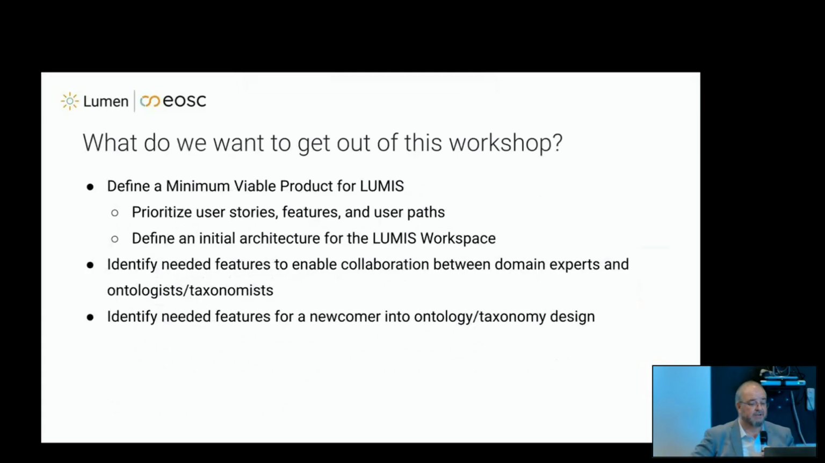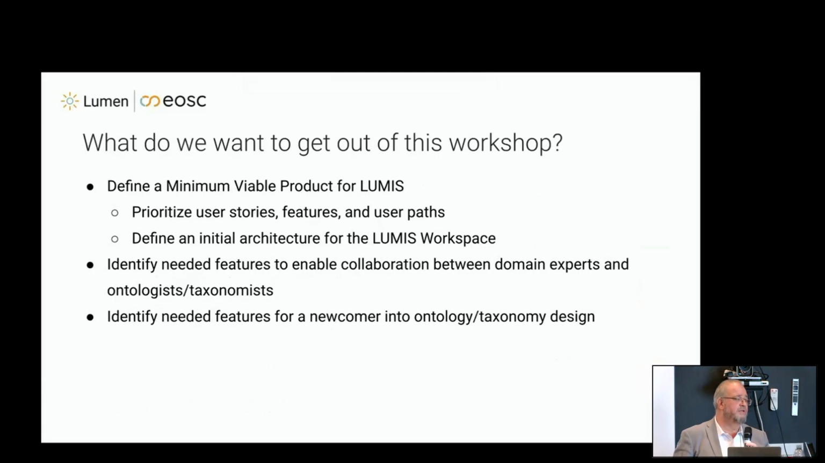What do we want to get out of this workshop? Well, we want to define this minimum viable product as far as possible. That's also going to be ongoing discussion in the regular meetings we have in the task. For this, again, we prioritize the user stories, define the initial architecture, and identify the needed features to enable collaboration between domain experts and ontologists, taxonomists, and the needed features also for newcomers.